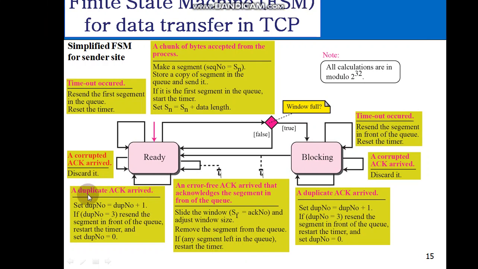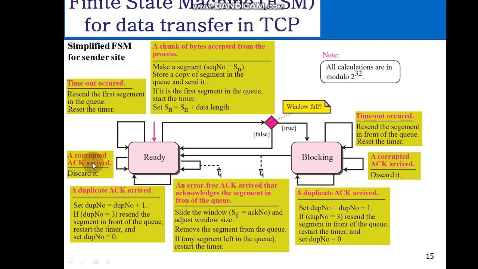Suppose a duplicate acknowledgement arrives, then it will increase the duplicate number by 1. It will keep on doing this until the duplicate number is equal to 3. When the duplicate acknowledgement number is equal to 3, it resends the segment which was stored in the queue, and again sets the duplicate number equal to 0. So this is one of the scenarios.